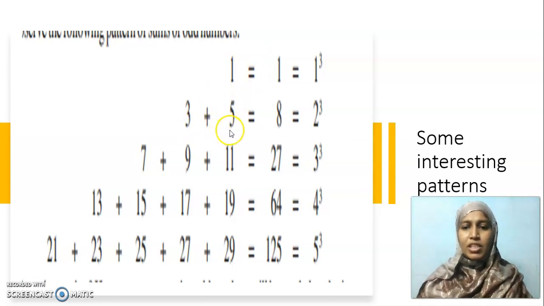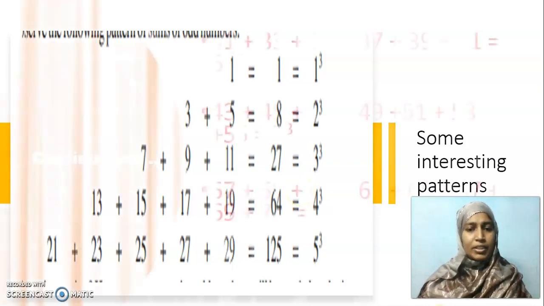Then how many odd numbers do I have here? 3 and 5, then 7, 9, 11. 3 odd numbers are there. So 3 cube. Then 4 odd numbers are there: 13, 15, 17 and 19. So can you write 6 cube, 7 cube, 8 cube, 9 cube, 10 cube? Yes, we can write. This is an interesting pattern. That's what I said, we can see beauty in numbers.